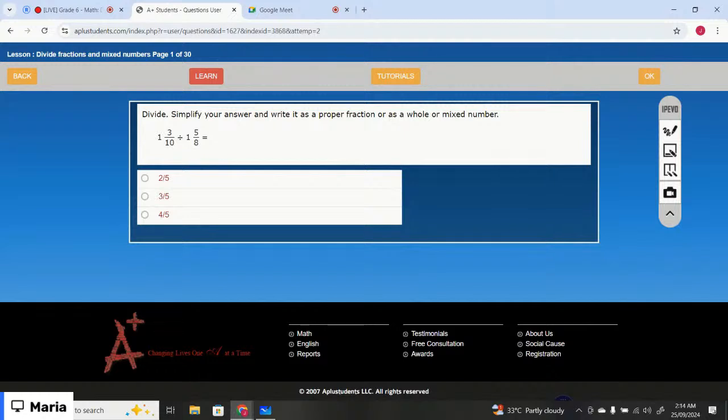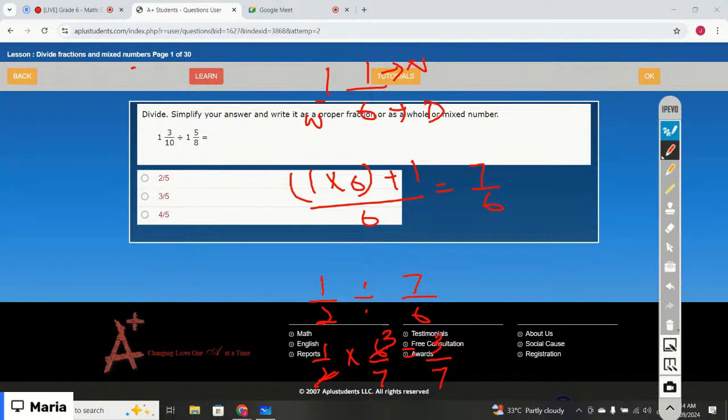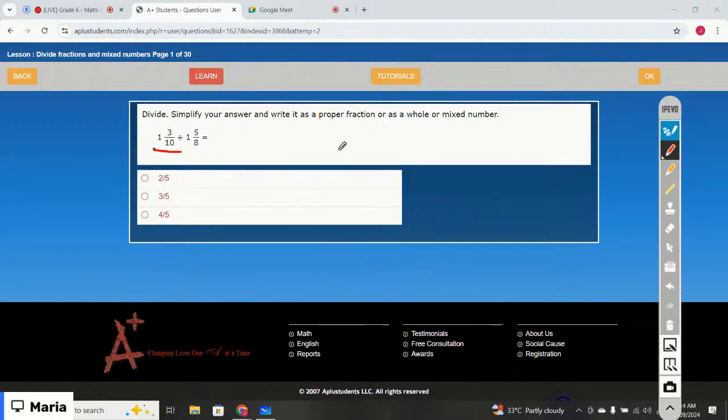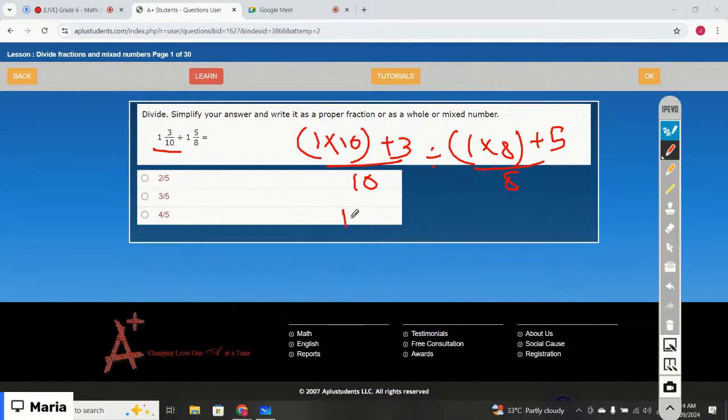Okay, that is 1 whole 3 by 10 divided by 1 whole 5 by 8. Let's just convert both the mixed numbers to improper fractions, right? For this one, you have to do 1 times 10 and plus 3 divided by 10. For the second one, you have to do 1 times 8 and plus 5 divided by 8. So that is 10 times 1 is 10 and 3, 13 over 10. And 8 times 1 is 8 and 5, 13 over 8.